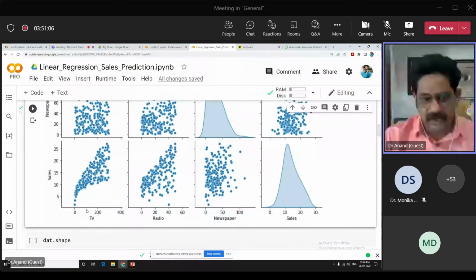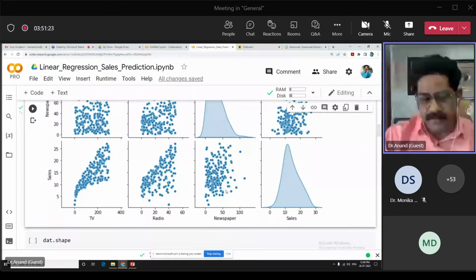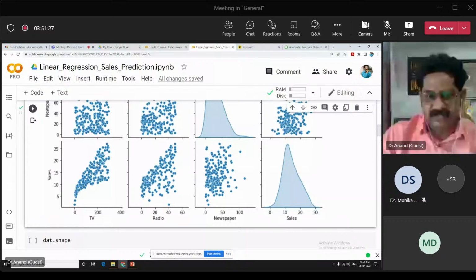See, as the money invested on the TV increases, my sales also increase. It's a positive correlation. As the money invested on the radio increases, my sales increase. This is also positively correlated. But newspaper does not have a very strong pattern. Maybe for the TV and radio we have some decent score, but for the newspaper, the correlation is not so strong.